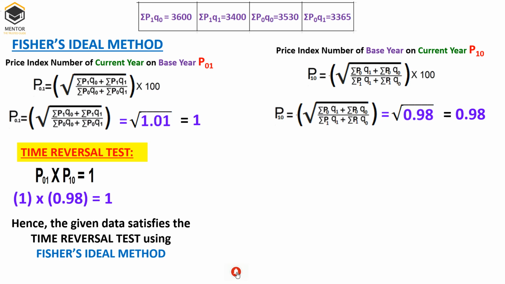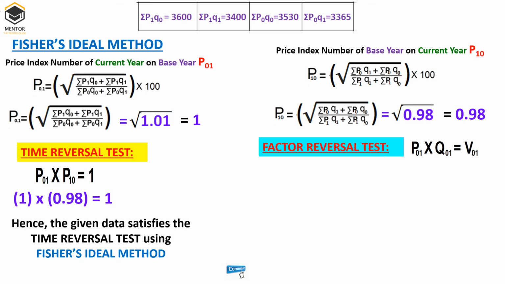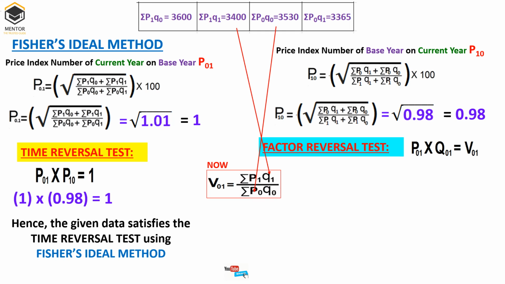Now for the factor reversal test, we have to check only with Fisher's ideal method. In the proof of the test of consistency, you have seen that only Fisher's ideal index number is going to satisfy the factor reversal test. So for the factor reversal test, we have this formula: P01 into Q01 equals V01. What is V01 now? V01 is summation P1 Q1 whole divided by summation P0 Q0.